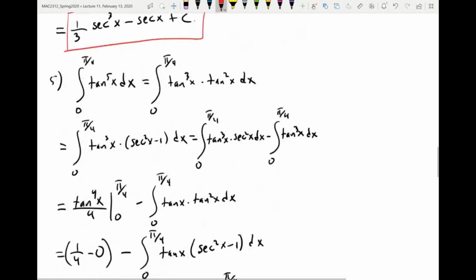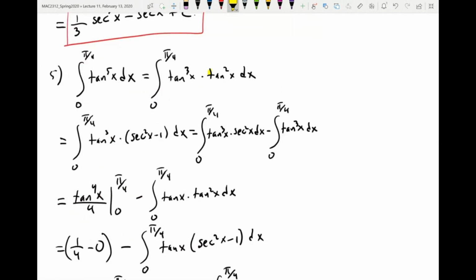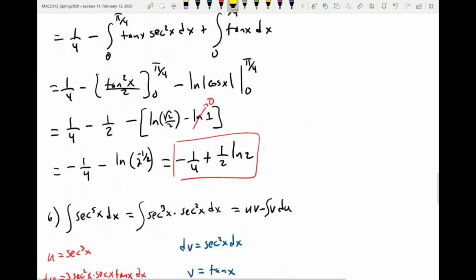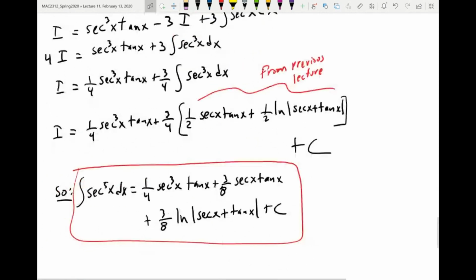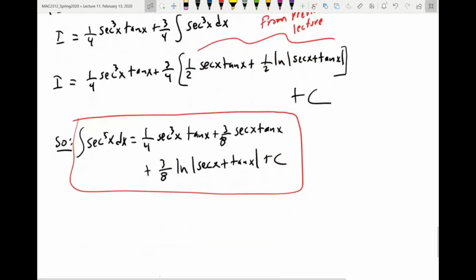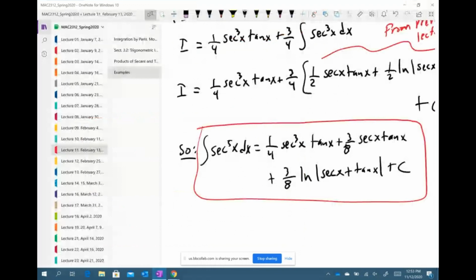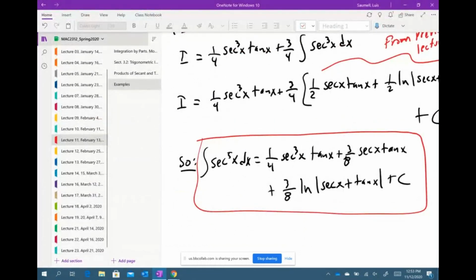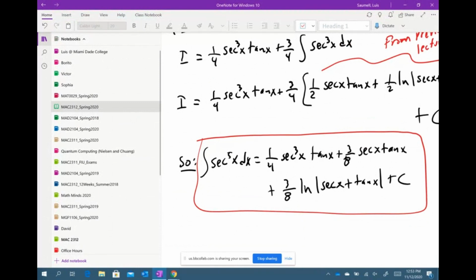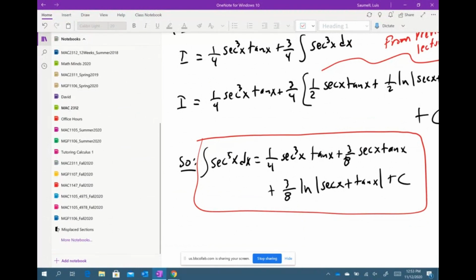For example, over here we used it again. You see, tangent squared turned into secant squared minus 1. Okay, and that makes the problem easier to solve later on, and so on and so forth. Okay. All right. Anyways, this was just to show you that this is going to be used when you study Calculus 2. So it's not meaningless. Okay.